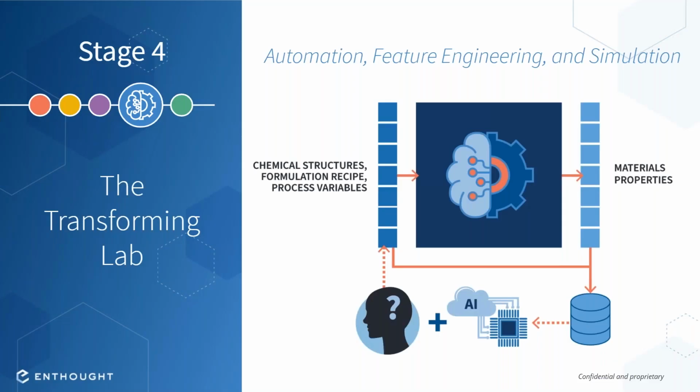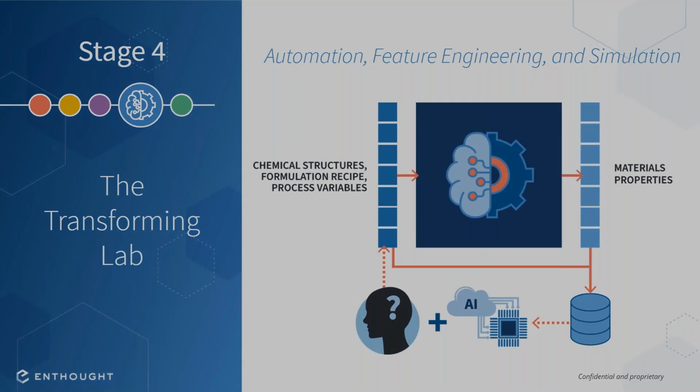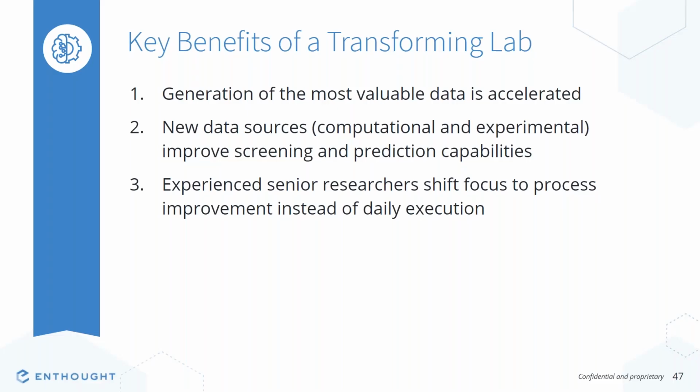So once you have that underway, you're starting to dabble with machine learning and AI, you're starting to inject these decision support tools in your lab. You're going to start wanting to think about, okay, how do I start moving towards tackling some of these big problems I highlighted? And this is a place where you need to start transforming and exploring new ways of working in the lab. The key benefit of a transforming lab is that at the beginning, the generation of the most valuable data is accelerated significantly. And this is data you already know is valuable, and you know you want to do it almost every time.